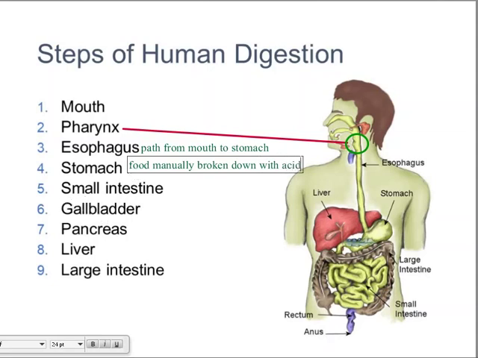The small intestine is where you'll find the first transferring of food to the blood system. So this is where the food molecules, the smallest molecules, we're just going to say food molecules, transfer to the blood system.